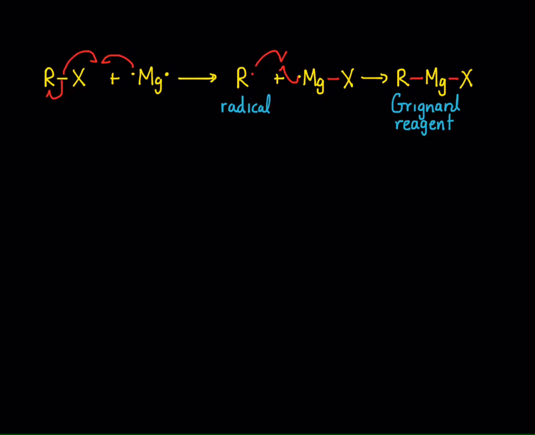Oftentimes, you'll see this written several ways, where you have R minus Mg2 plus X minus, or you have R-Mg with a covalent bond, and an X. The magnesium has a +1 charge and the halogen has a minus charge. That's probably the best way. That's the way I like to think about it, because that carbon-magnesium bond is a covalent bond. An organometallic bond is a covalent bond. It is not an ionic bond.